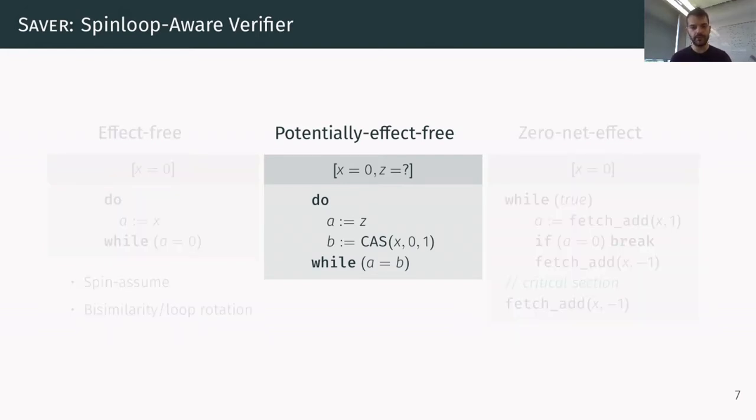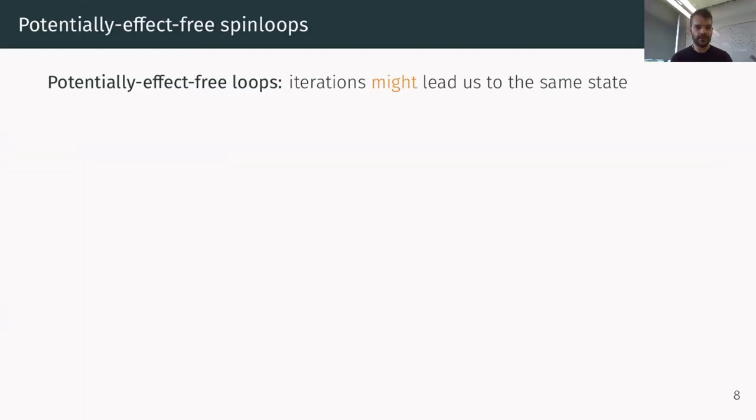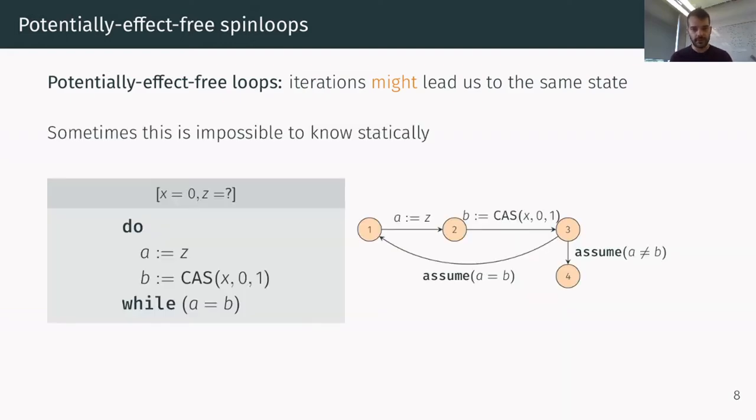actually handle loops that are potentially effect-free. That is, loops, the iterations of which might lead us to the same state, but we don't know this statically. Sometimes this is impossible to know, and one example is this one. So in this example, the value of z is not known statically. This, for example, might depend on the context, might be assigned by other threads, and so on.